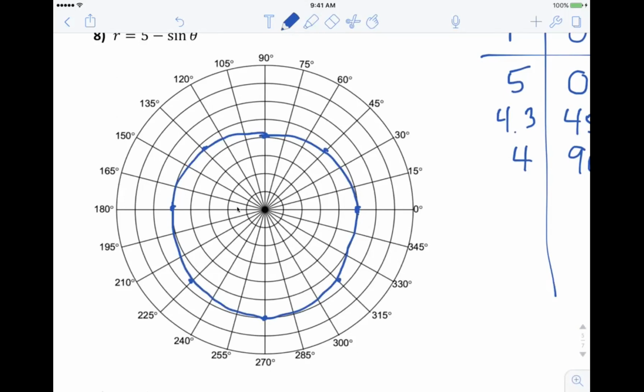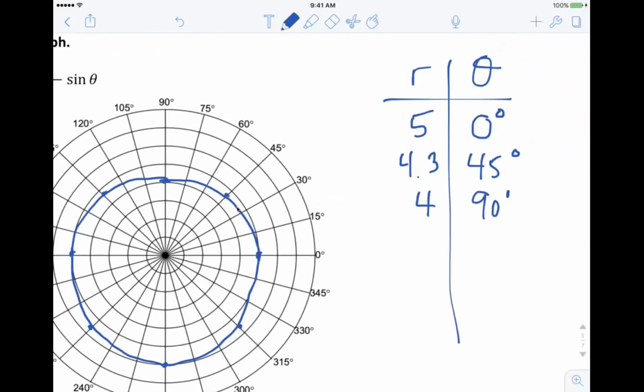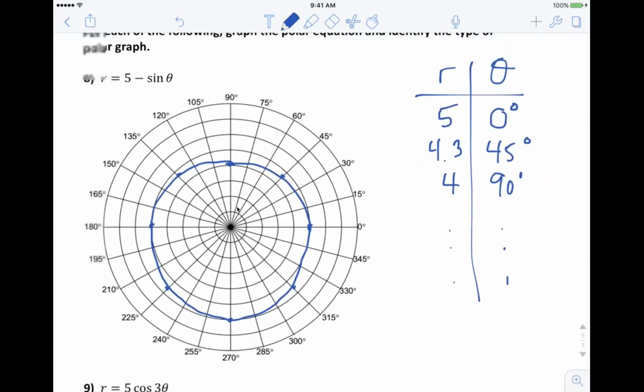Okay, so there's one approach, which is to make that table of values. And then you can fill them in as you go. Once you get back to where you started, you know you're done.